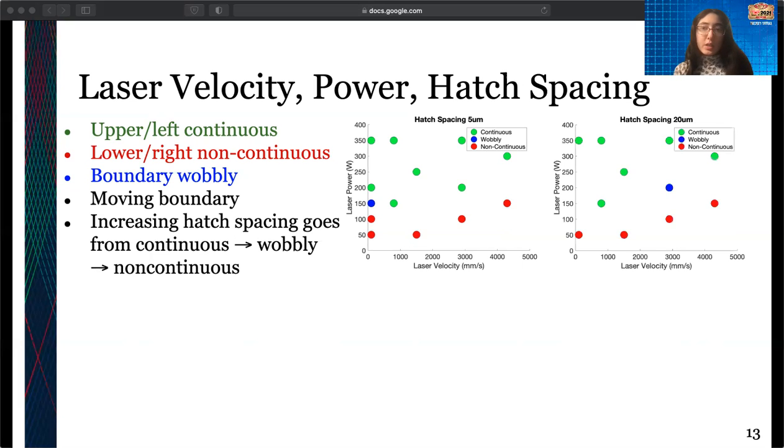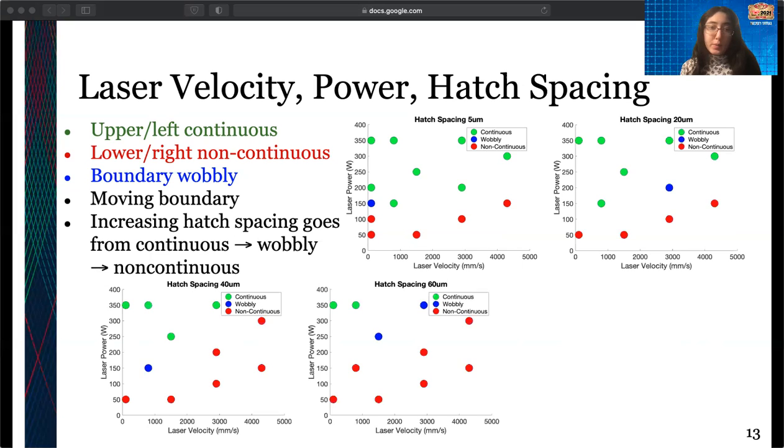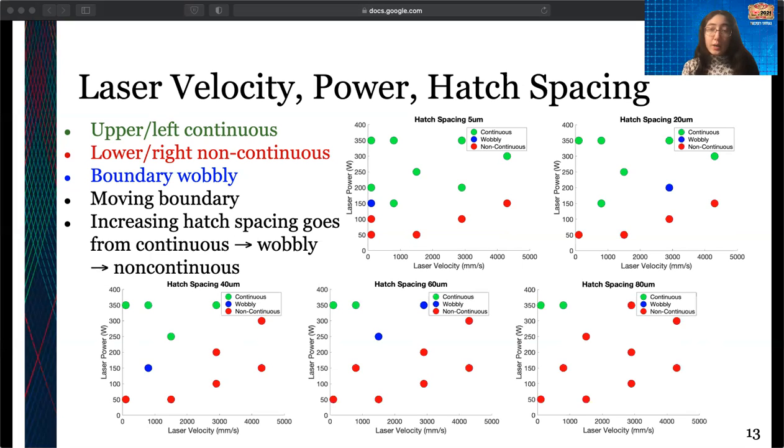As we increase our hatch spacing, we see that this boundary moves up and to the left. If we look at this from the perspective of a specific power-velocity combination circled here, we can see that at small hatch spacings, it's continuous. At an intermediate hatch spacing, it's wobbly. And then finally, at very large hatch spacing, it's non-continuous. So we see a spectrum from small to large hatch spacings, continuous to non-continuous.